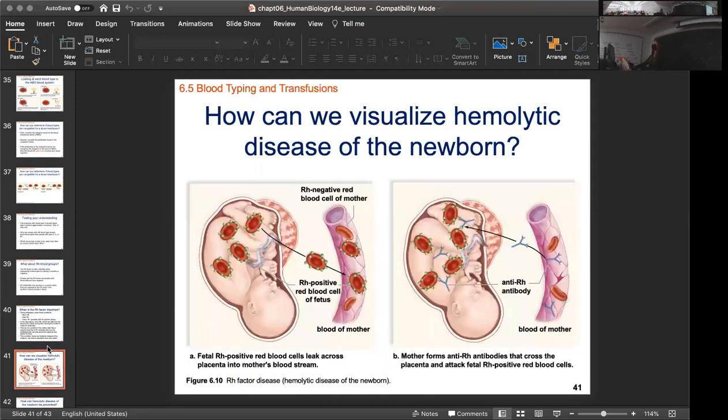Okay, this is how you can visualize it a little bit. So this is the blood of the mother. This is the fetus or the baby here. This first example is showing how the fetal Rh positive red blood cells leak from the fetus across the placenta and into the mother's bloodstream. So the mother's bloodstream starts to make antibodies to it. Then the mother forms anti-Rh antibodies that cross the placenta and attack the fetal Rh positive blood, because they're kind of sharing blood essentially, right?